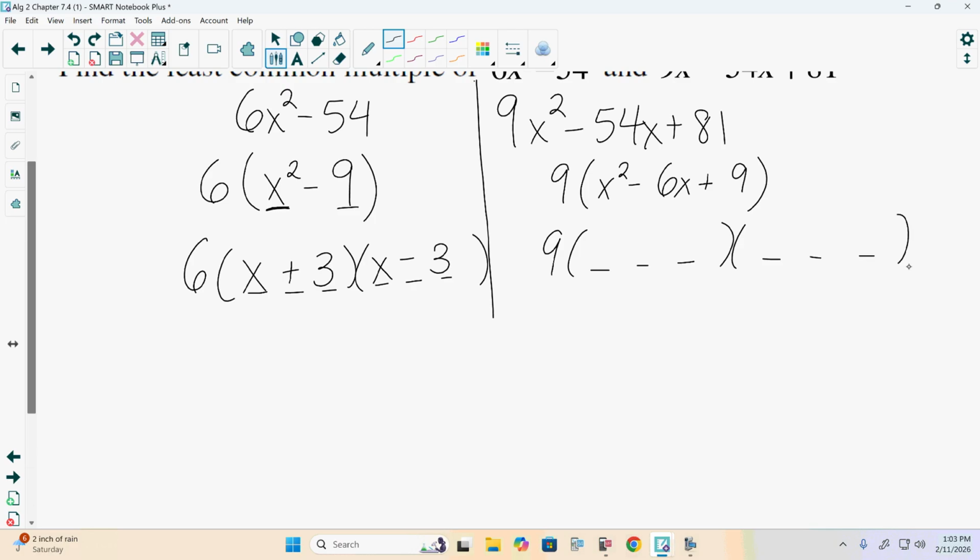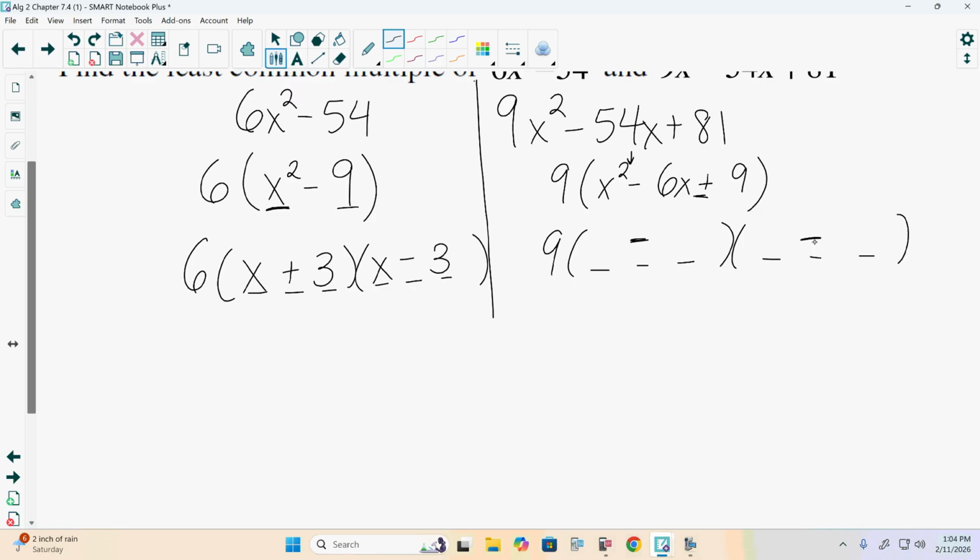Now at this point here, there is no other greatest common factor because 9 was the greatest common factor. And what that leads us to now is factoring the x squared minus 6x plus 9. Now since the third term is positive, the signs are the same and match the sign of the middle term. If the third term is negative, the signs are opposite. So our third term is indeed positive, so our signs are the same and match the sign of the middle term. So we'll have negative and negative.